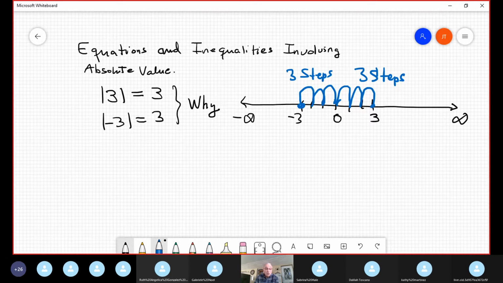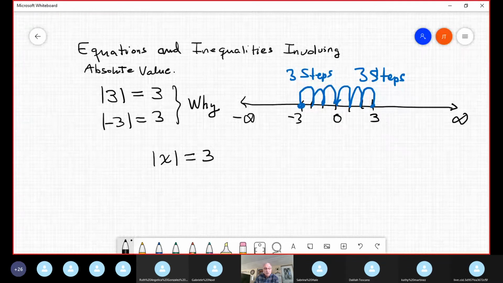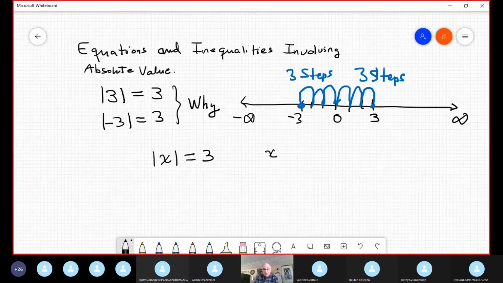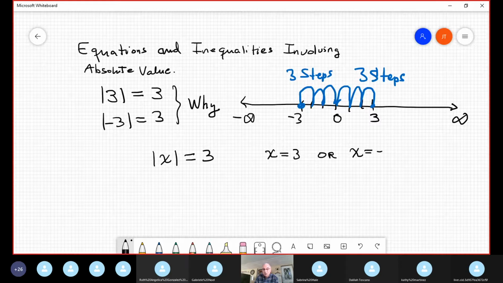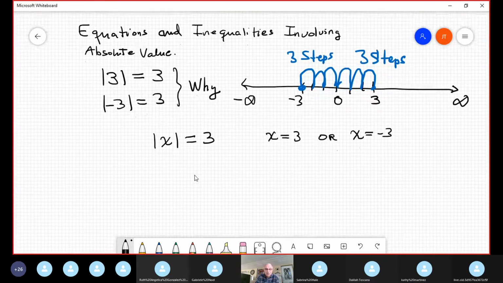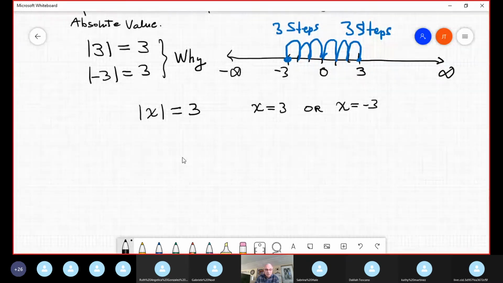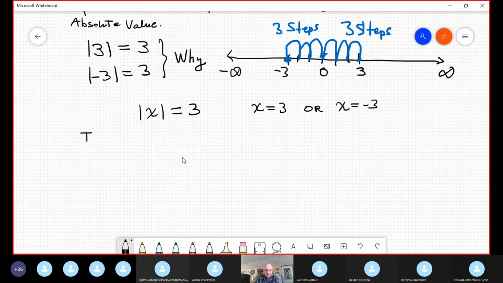So now, suppose you face this equation. Absolute value of x equals 3. It's obvious that we have two solutions. The solution is 3 positive or 3 negative. You know, the word or indicates both, no? x equals 3 or x equals minus 3.